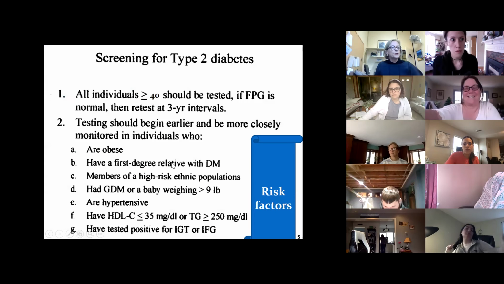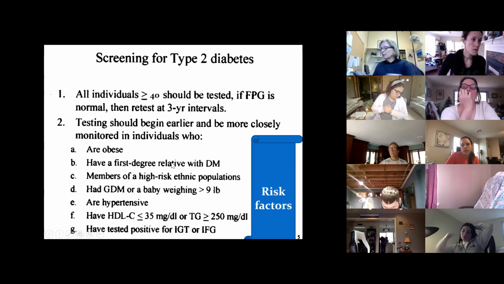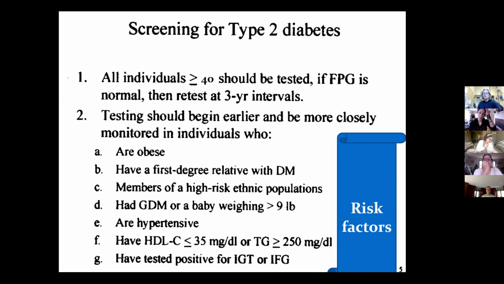So that leads to, how do we find them? What are our means of finding these diabetic people out there? So with regard to screening, all individuals over the age of 40 should be tested. And if their fasting plasma glucose is normal, they should be retested at 3-year intervals.